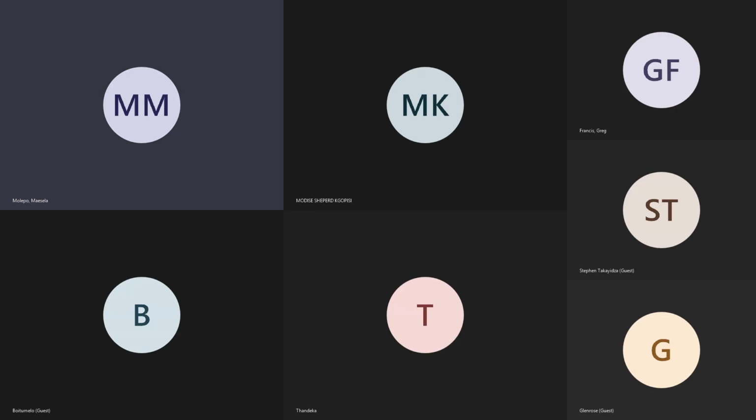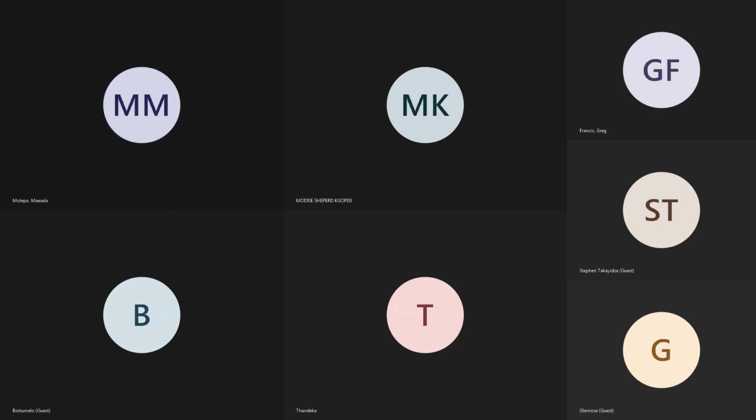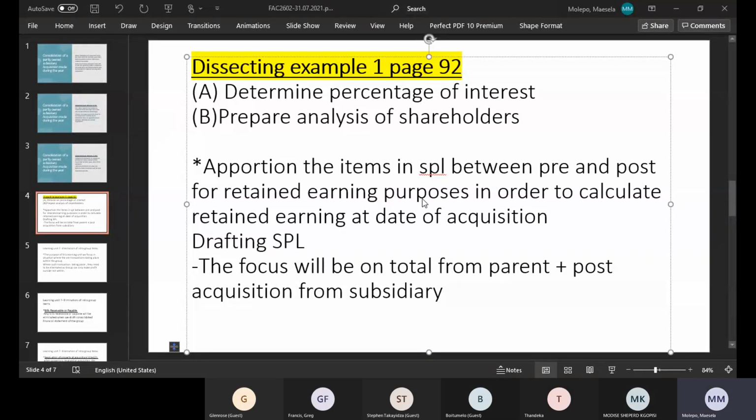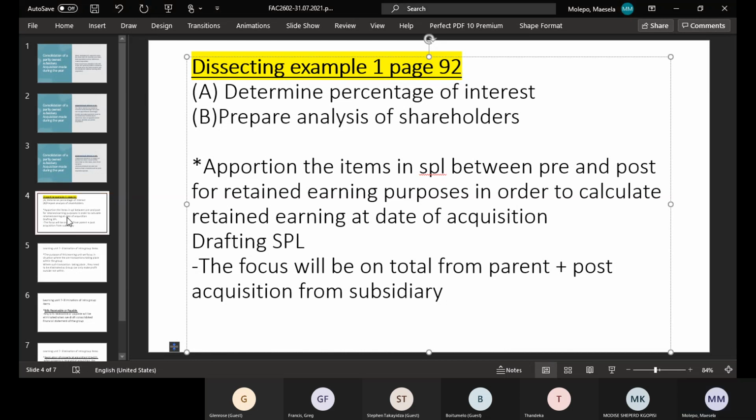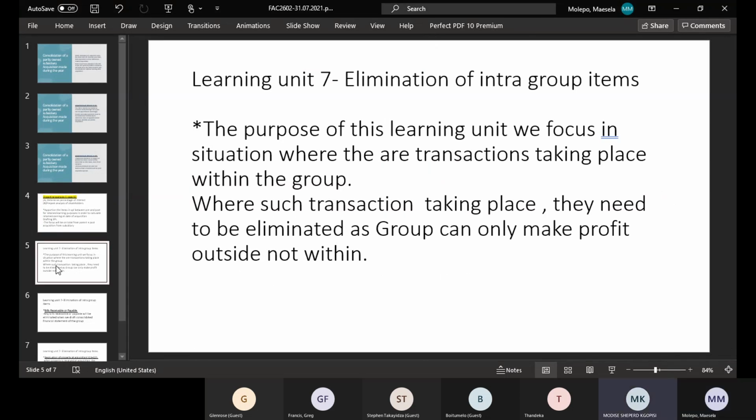So let's share the slide. Can you see the slide? Yes, we can.